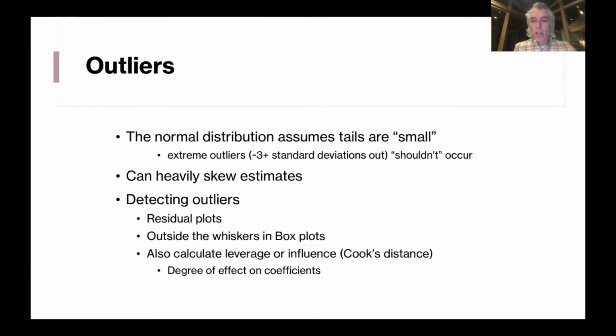We can also get long tails in our distribution of residuals if we have outliers. A normal distribution assumes that the tails of the distribution are reasonably small and that we should not be seeing observations that are more than 3 standard deviations away from the mean. These outliers, or very extreme residuals, can heavily skew our parameter estimates.